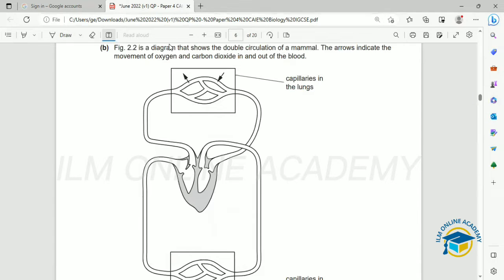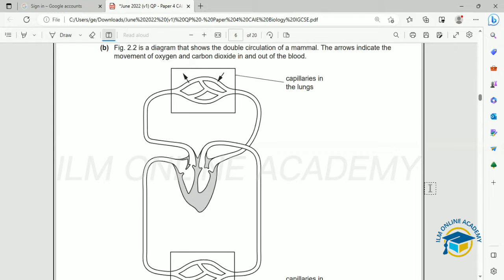Then next question is the diagram that shows the double circulation of a mammal, and the arrows indicate the movement of oxygen and carbon dioxide in and out of the blood. Yes, it is double circulation. And remember that there are two sides. We call it double circulation because there are two sides or two parts of the heart, right side and left side, right? And those two sides of the heart are separated through a wall that is septum, right?